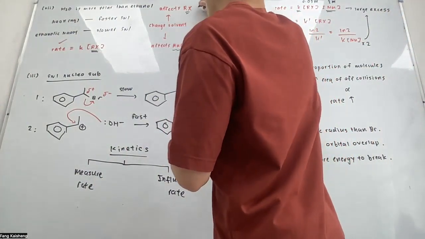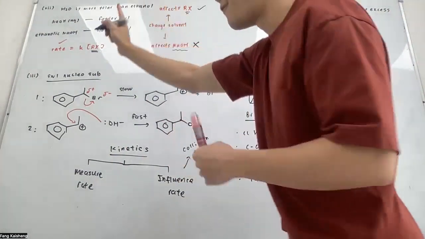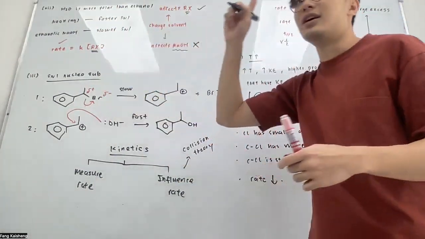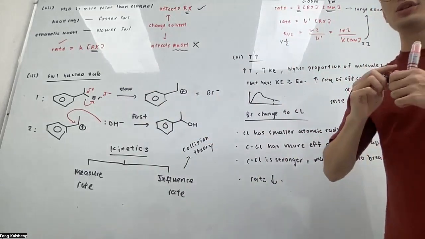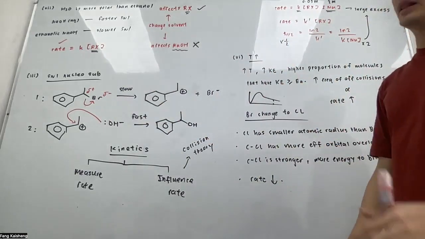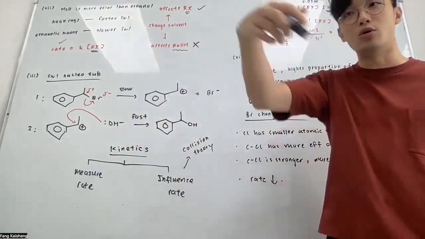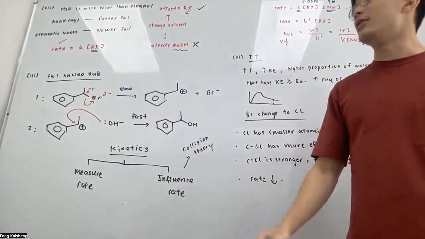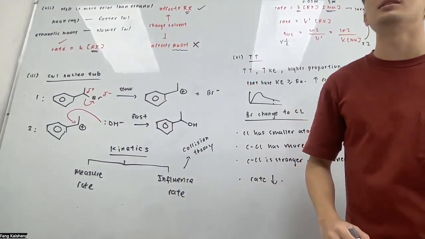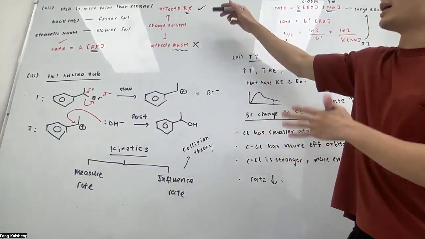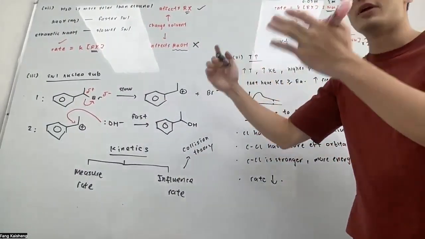You change the solvent, and that solvent will affect the RX, not the NaOH. So do not discuss anything about NaOH. If not, the moment you write NaOH, the whole thing is wrong already. It's not relevant because it doesn't affect the rate in SN1. Can you see that? This one really highlights your ability to see what the rate equation is.